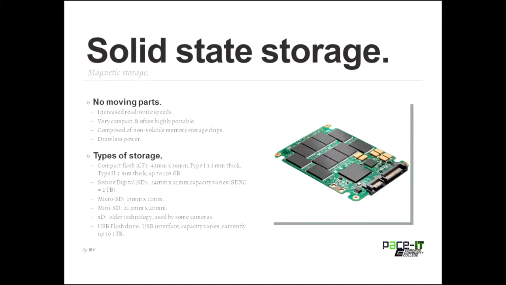Now, CF is not quite as popular as SD, which stands for Secure Digital. These are a little bit smaller in size, a little bit thinner, and you can actually get SD memory cards that'll store up to 2 terabytes of data. That would be an SDXC, which is fairly small. That's a lot of storage in a small amount of space.